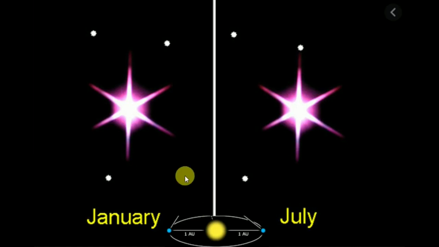Meaning, looking at the star during January and July, during January the position of the earth will be out here, and after 6 months it will reach out here, half of the circular path. So the position of the star changes when we look at it from different positions.